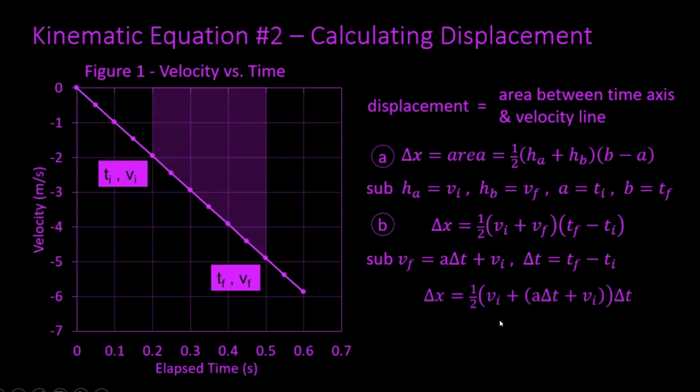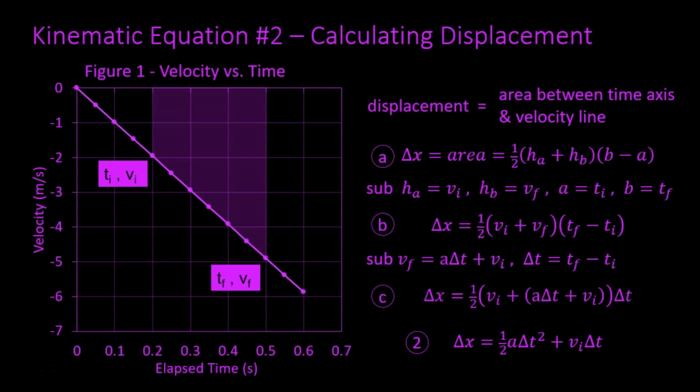And when I do that, I get delta x is equal to 1/2 times v sub i plus the acceleration times delta t plus v sub i, that whole quantity times delta t. So what I'm going to do now is take the delta t and multiply it by every term in this parentheses. And when I finish rearranging this, I wind up with the displacement is equal to 1/2 the acceleration times the elapsed time squared plus the initial velocity times the elapsed time. And this is our kinematic equation number 2.